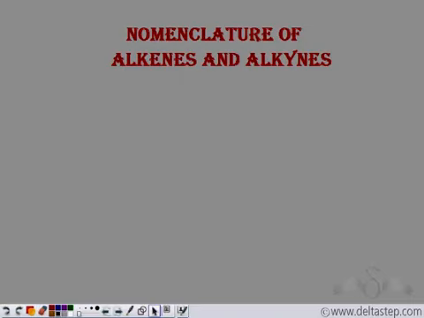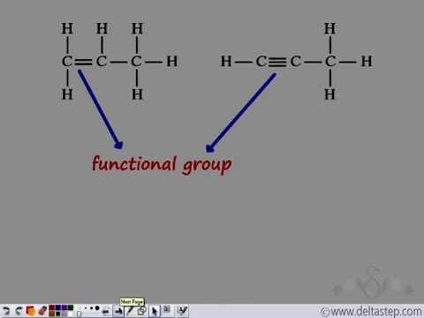We have seen the nomenclature of alkanes. Now let's look at the nomenclature of alkenes and alkynes. Alkenes are identified by the presence of a double covalent bond, and alkynes are identified by the presence of a triple covalent bond. Now the presence of a double bond and a triple bond gives some important properties to these organic compounds, and so these groups, that is the double bond and triple bond, are known as functional groups.